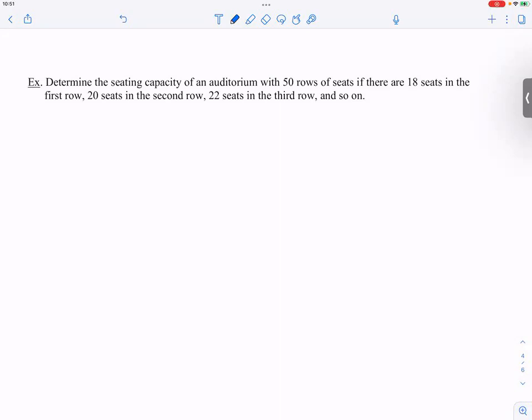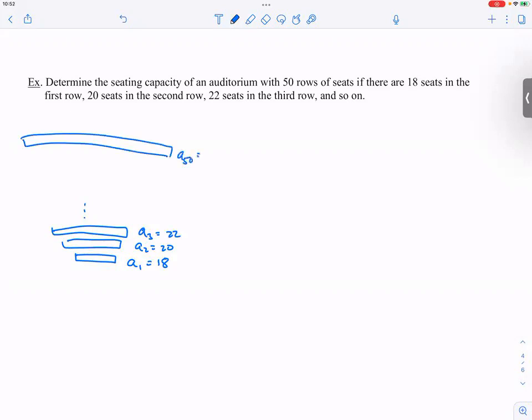So that means we're adding 2 seats per row. Okay. So you can think about this. This is your row 1. That will be 18. And then you have row 2, which is 20. And you have row 3, that is 22, and so forth. And then you have all the way to row 50. And of course, we will wonder, how many seats are there for the 50th row? And what we want to know is, for this entire auditorium, what is the seating capacity?